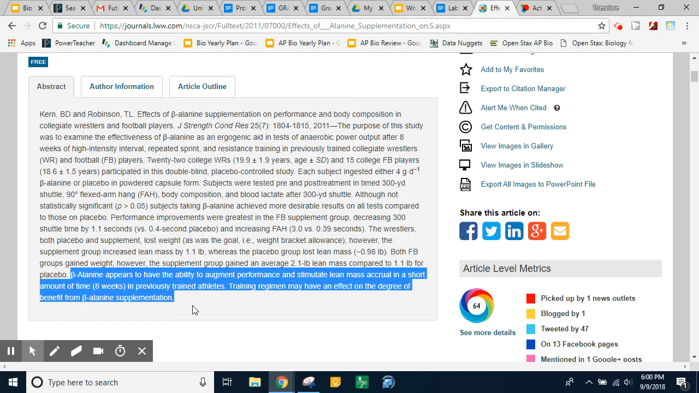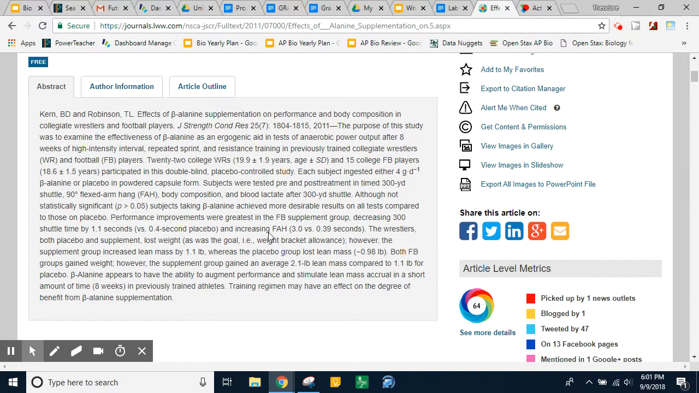And you'll notice if you read a lot of these, they're never like, oh, this is the way it is. It's just like the data suggests, or beta-alanine appears to have the ability to augment performance. They're never like, beta-alanine is the greatest thing in the world, you should all do this. They always just say, in this particular scenario, the way we tested it, it seems to have these effects. So those are the three parts of the abstract.